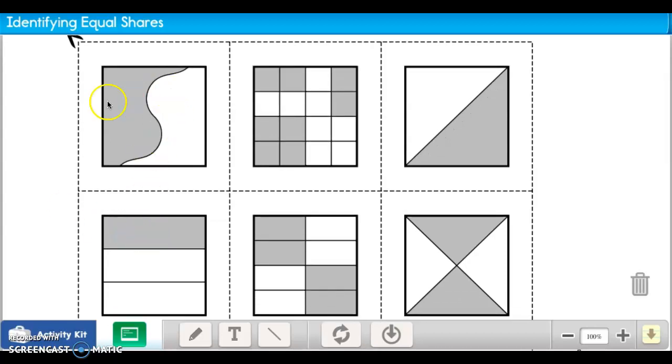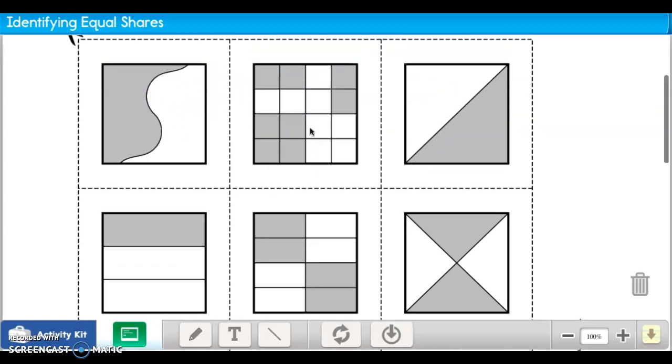So let's look at this first shape. Even though it's shaped like this, is this side the same as this side? This shaded side and the not shaded side, are they the same? Are they equal? Yes, they are. This is the same as this, so they would each have the same amount.